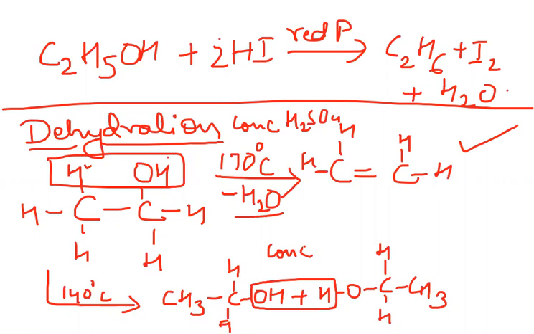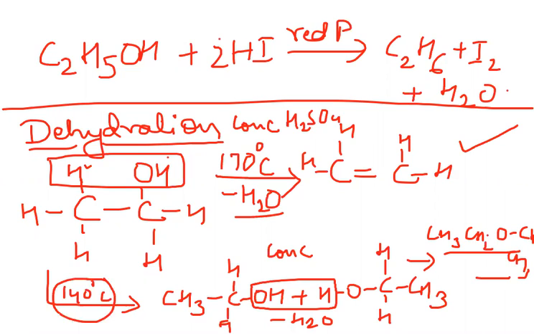So you know that dehydrating agents will pull out the elements of water. So H2O is given out here between the two molecules, and therefore the compound that is obtained is actually CH3CH2O, and then you have a CH2 and a CH3. So an ether is obtained. So if the temperature is around 140 degrees Celsius in the presence of concentrated sulfuric acid, it gives ether. But if the temperature is high at 170 degrees Celsius, then it is going to form the alkene.